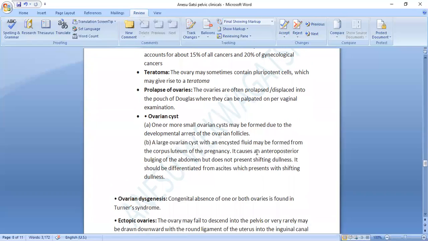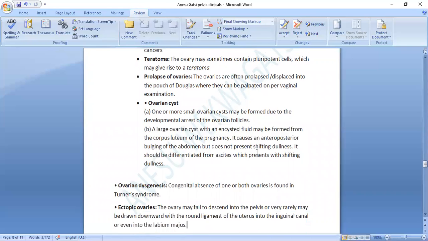And then ovarian dysgenesis, that is absence of the ovaries, streak ovaries, is a condition that is common in Turner syndrome, that is 45XO. Then you may have a webbed neck, a short stature, and stuff like that. That is Turner syndrome. But you may have ovarian dysgenesis or streak ovaries in this condition.